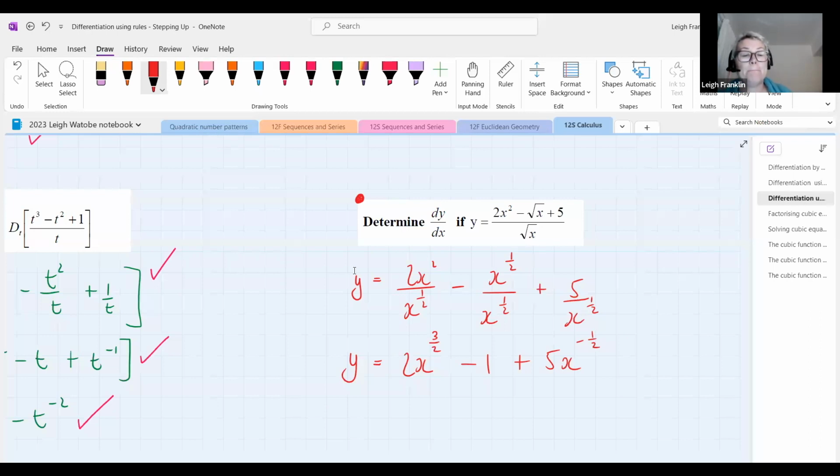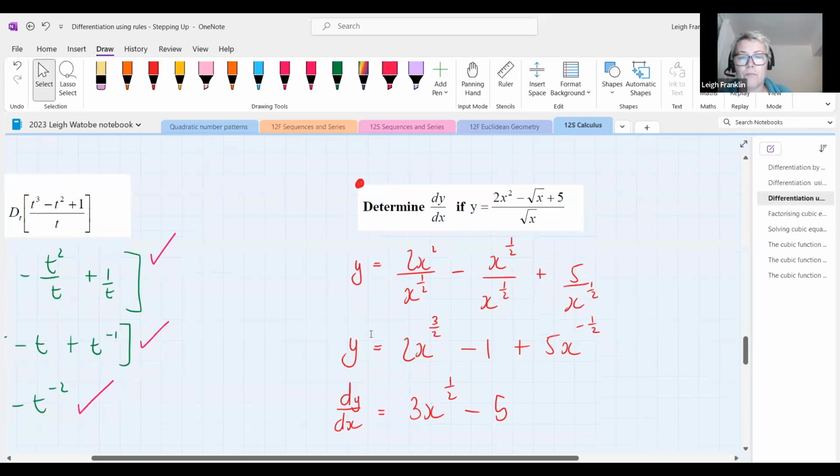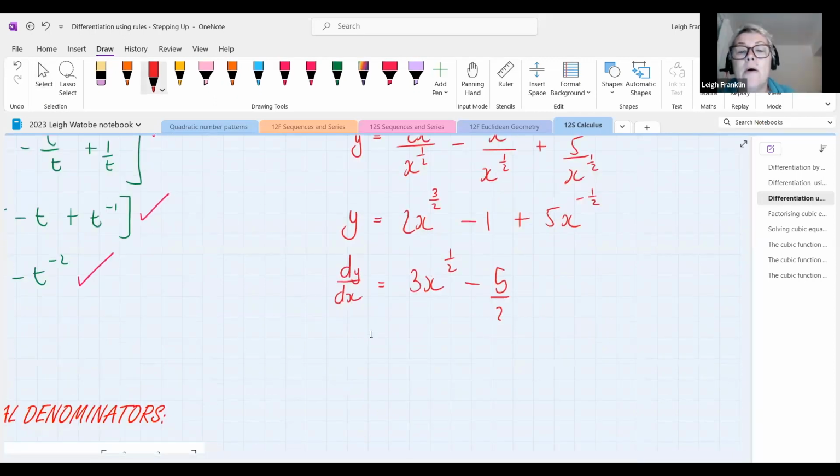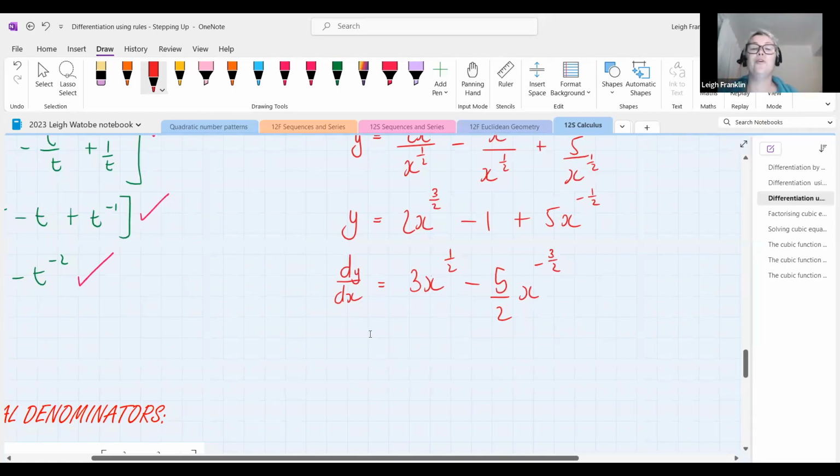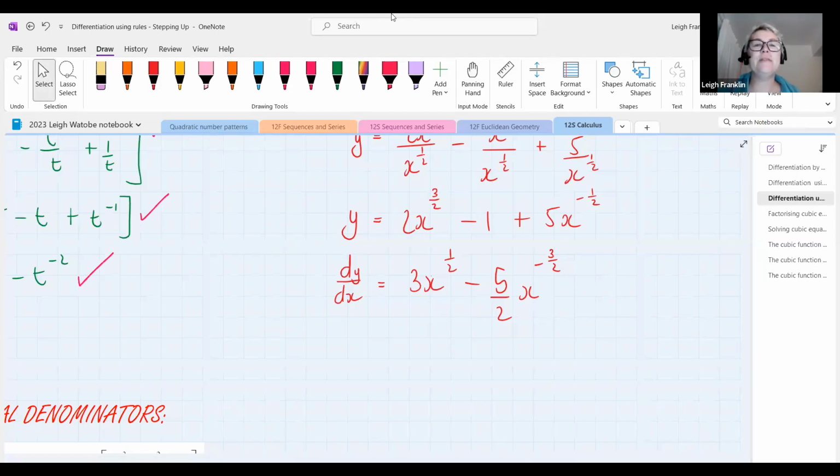And then my answer was y prime equals 3x to the power of a half. And then the 1 is a constant, so it becomes 0. Then I said minus 5 over 2 x to the power of negative 3 over 2. Wow. That was stunning. Well done, Natalie. Beautiful work. Thank you, ma'am. Your explanation was absolutely stunning. I could not have done that any better.